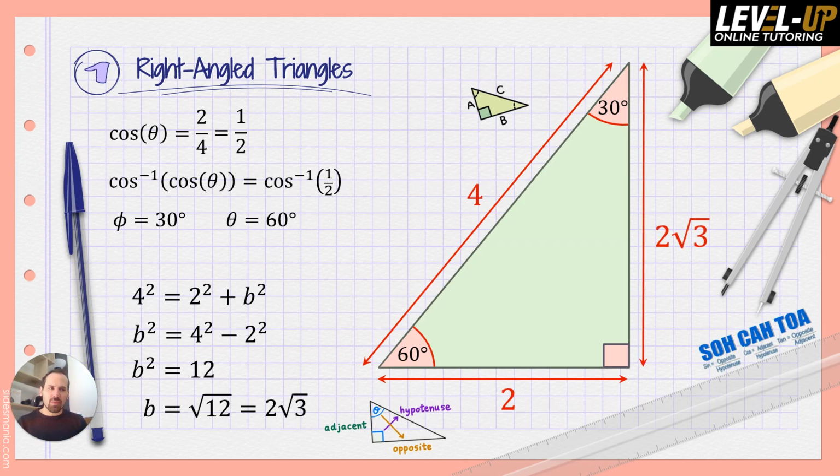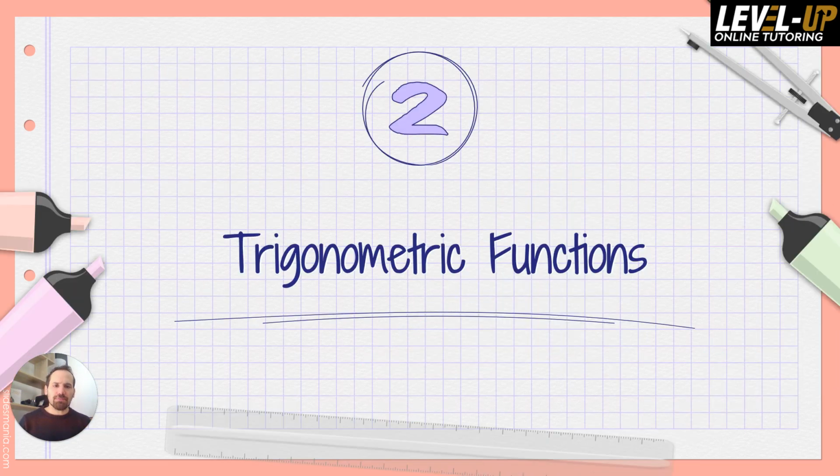Surds can often play a role really in trigonometry because you've got a lot of squares like a squared, b squared, c squared. When you try and solve, you're often going to get a square root. So, yeah, you might want to make sure your understanding of surds is strong.